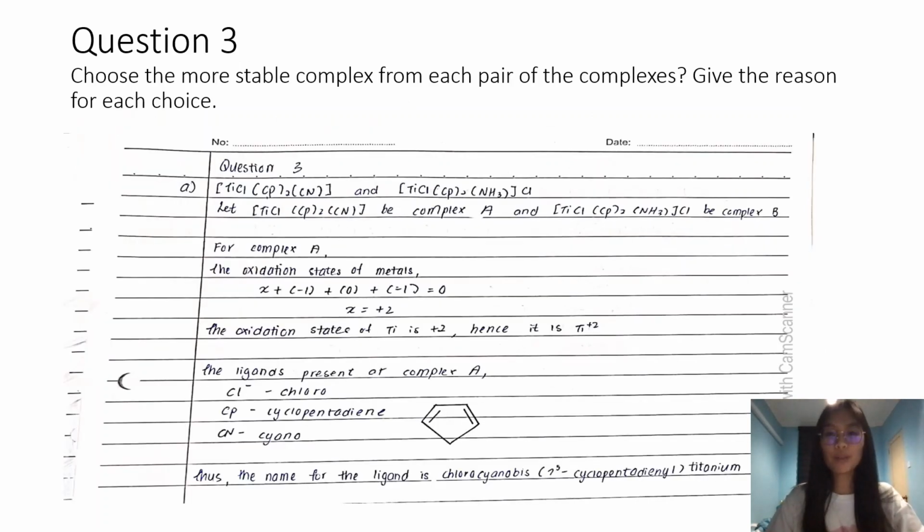Next, I'm going to talk about question 3. Question 3 is about choosing the most stable complex from each pair of complexes and giving the reason for each choice. For A, let the first ligand be complex A and the second ligand be complex B.